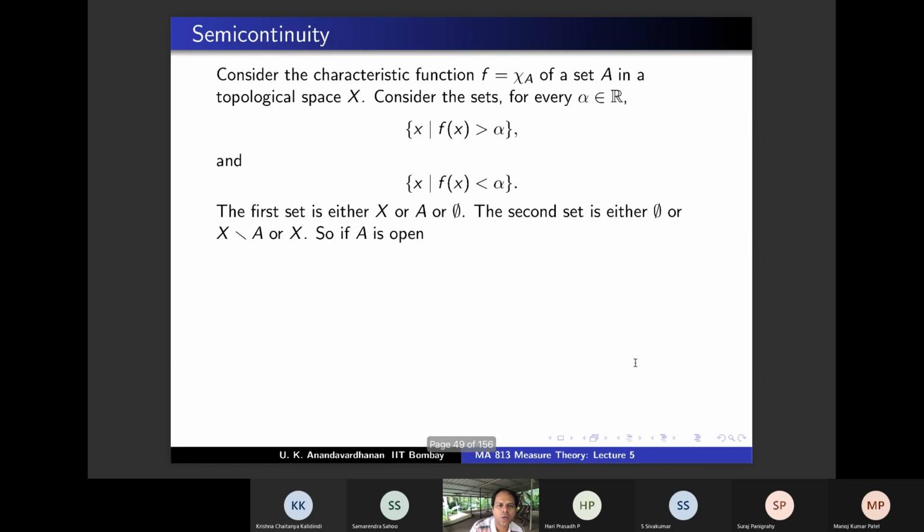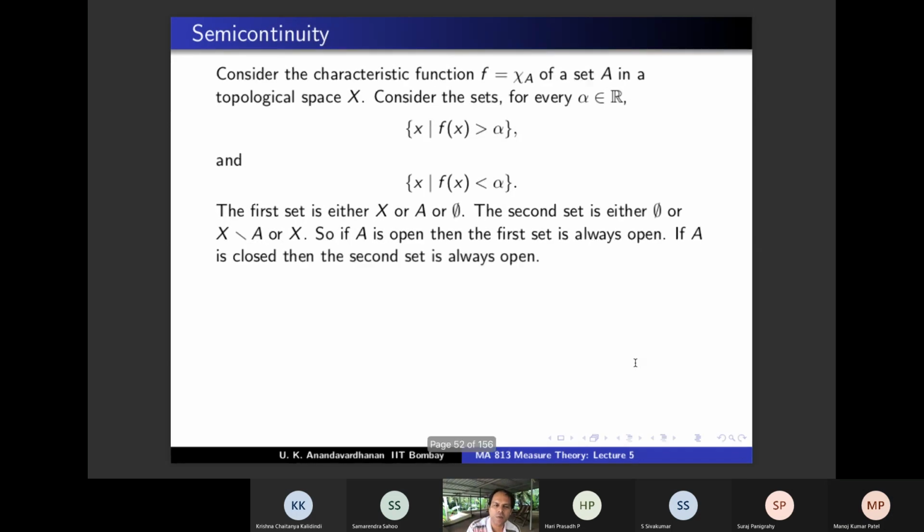Okay. So if A is an open set, suppose A is open, then the first set is always open, right? Yes. If A is given to be open, the first set is always open, and if A is closed, then the second set is always open. Always meaning as alpha varies. Agree?